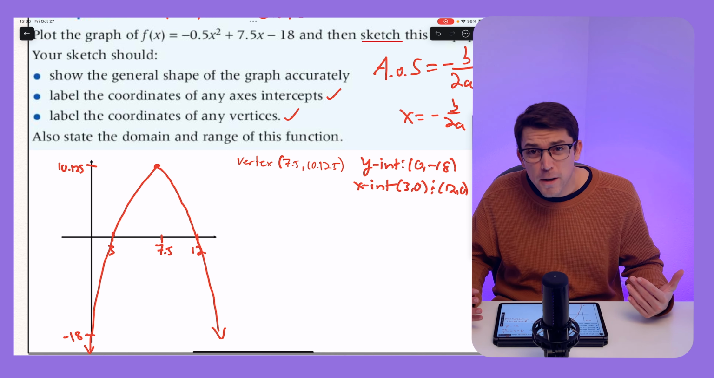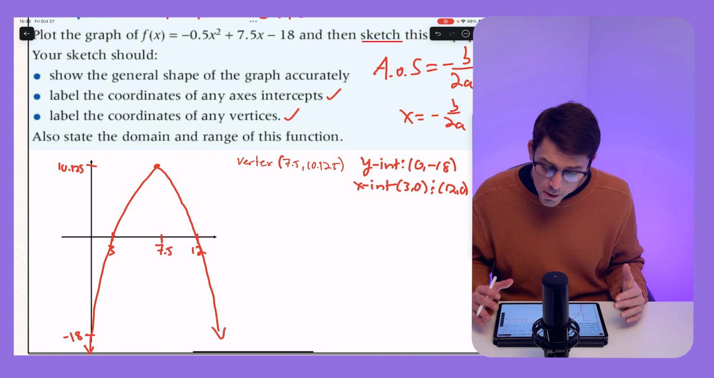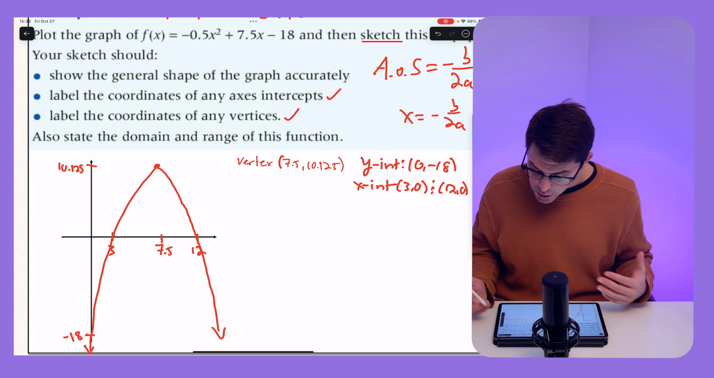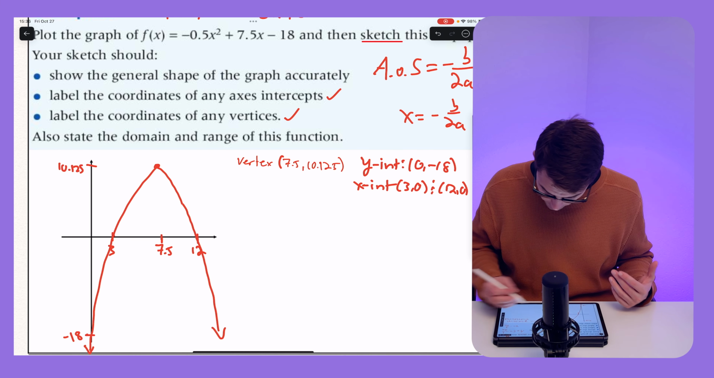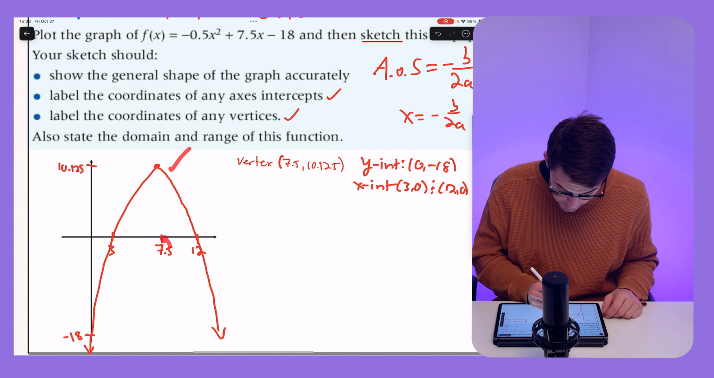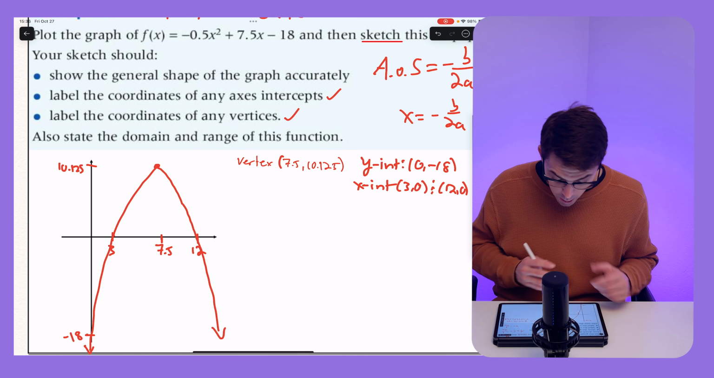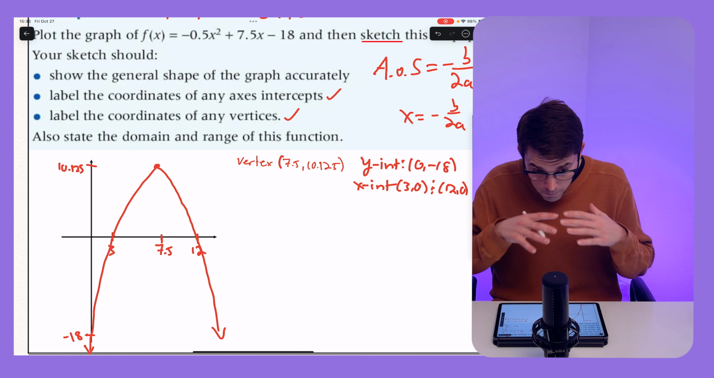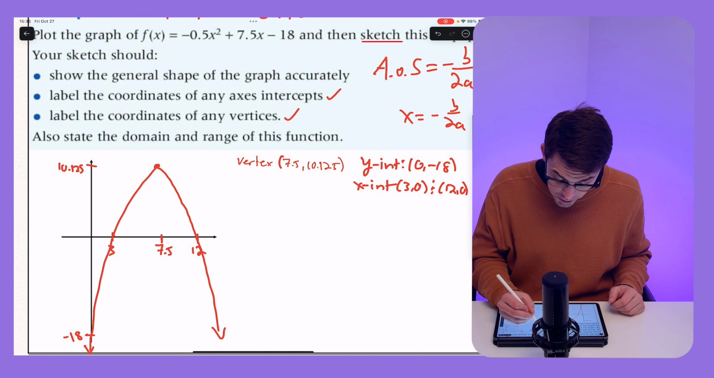Now, it's not a perfect drawing. If you put it into Desmos, it's going to look much, much cleaner. But again, this is just a sketch. We want to go over the intercepts, which we got here, here, and here. We want to go over the vertex, which was 7.5, 10.125. We want to make sure that it is fulfilling all the requirements of the question that we are asked.